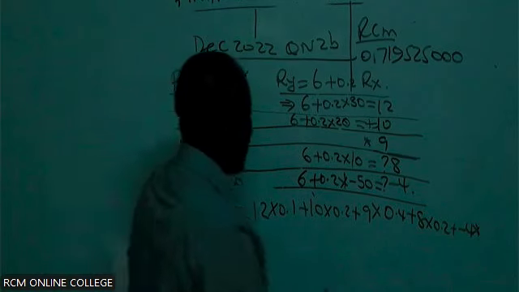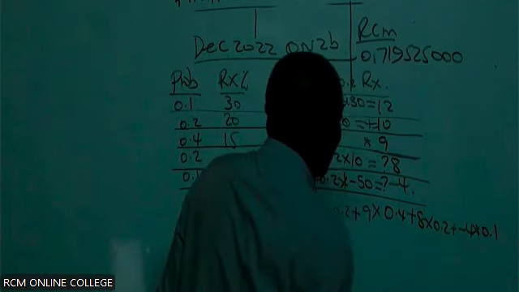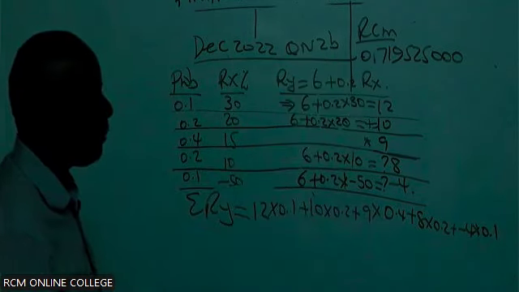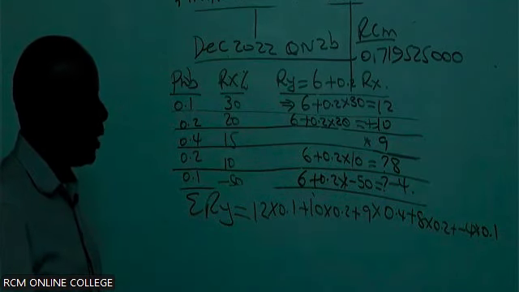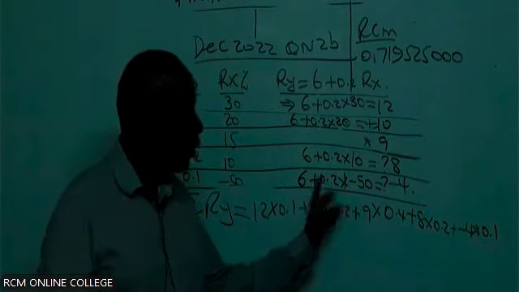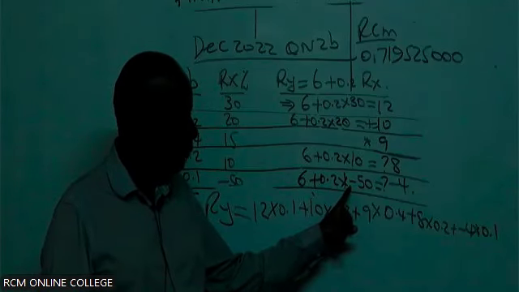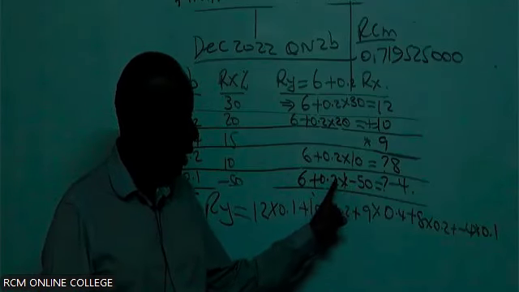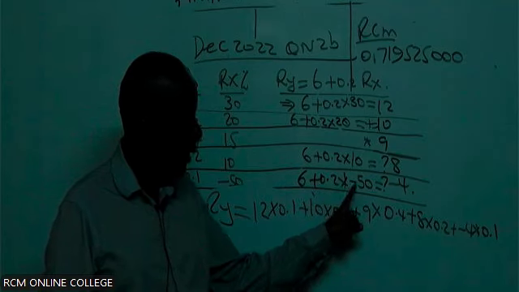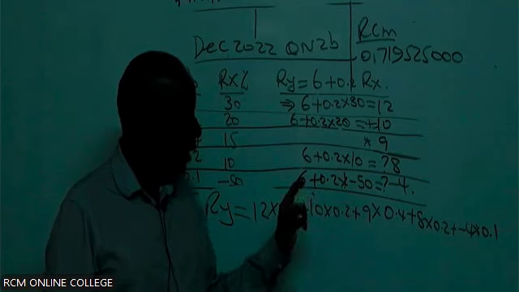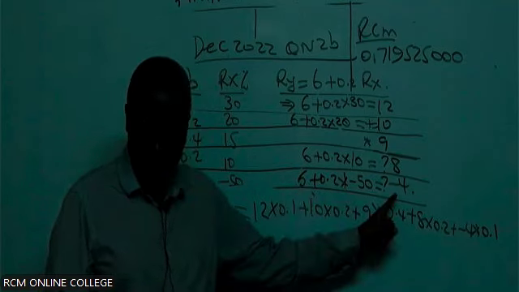So minus 4 times 0.1. You see, the problem here is first of all you multiply. You see 0.2 times minus 50 is the same as what here? Negative 10. And then 6 minus 10 will be minus 4.